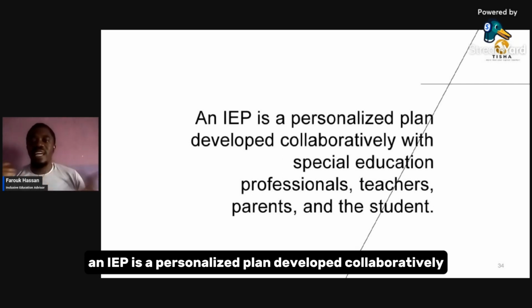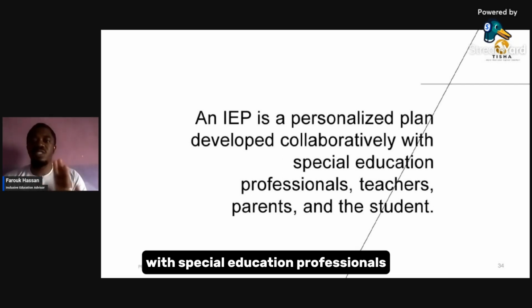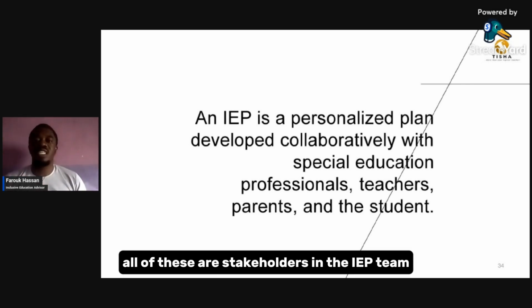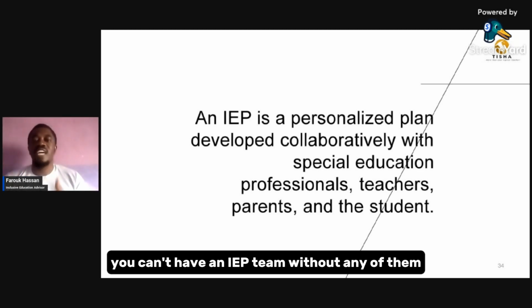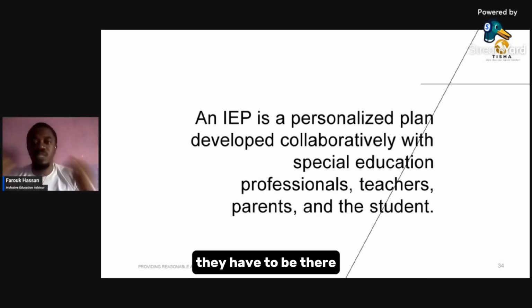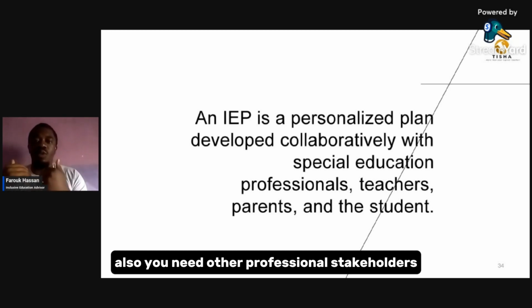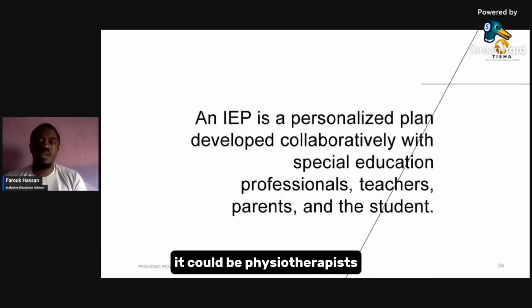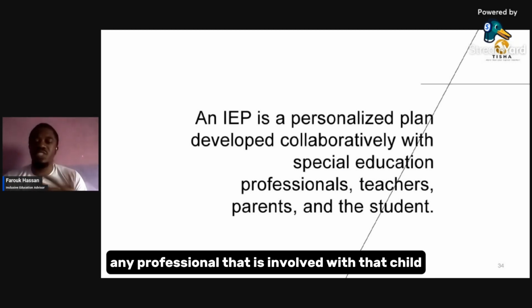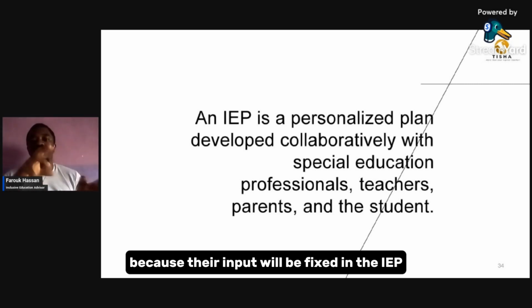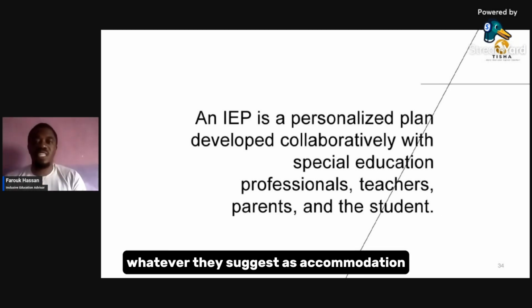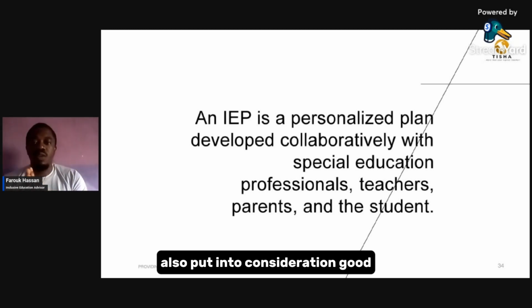An IEP is a personalized plan developed collaboratively with special education professionals, teachers, parents, and the student. All of these are stakeholders in the IEP team. You can't have an IEP team without any of them. They have to be there. Also, you need other professional stakeholders that have a stake in the development of that child. It could be physiotherapists, dietitians, any professional that is involved with that child needs to be part of the IEP team because their input will be fixed in the IEP. And also their accommodation, whatever they suggest as accommodation, will also be put into consideration.